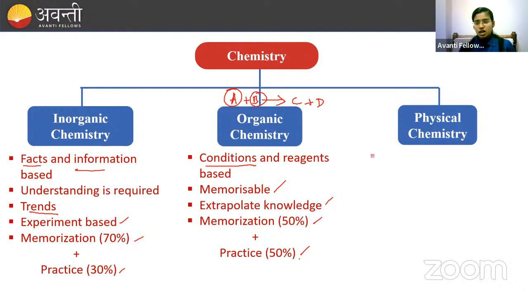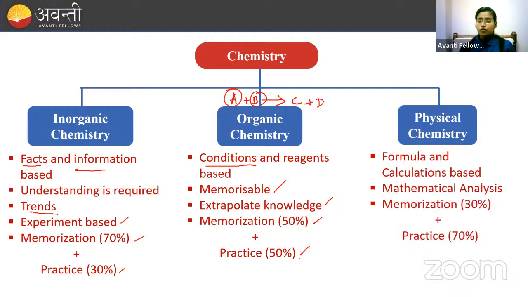Then at last, coming to physical chemistry, it is a formula and calculation based chemistry. It's like your physics. So we have more formulas and we need to do a lot of calculations in physical chemistry. You'll have multiplication and division only, not more than that. It is a formula based chemistry, and the mathematical analysis will be there. And here 30% is given for memorization and 70% for practice.